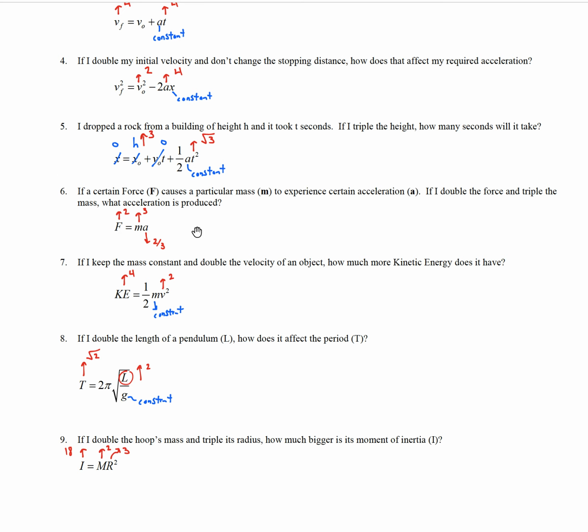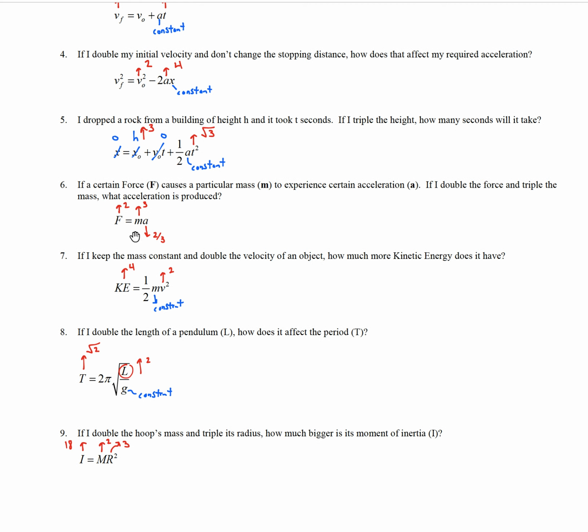All right, we got a force. A certain force causes a mass to accelerate. This is Newton's second law, and just think about this. If I double the force, but I triple the mass, what acceleration is now produced? So now I'm actually messing with two things at the same time. If I double the force, I'm making the left side of the equation doubled, but I tripled the mass. So what should the acceleration do?